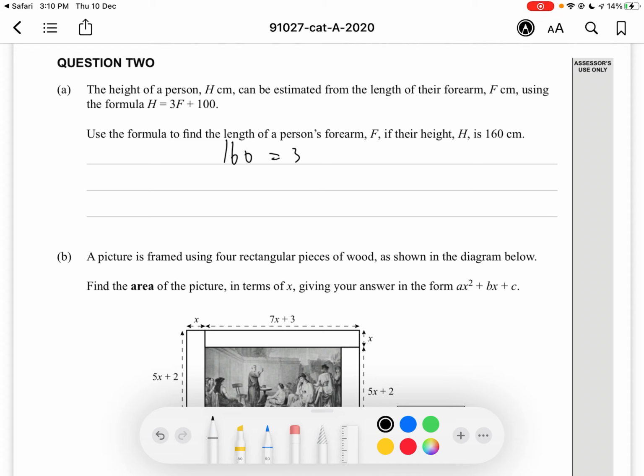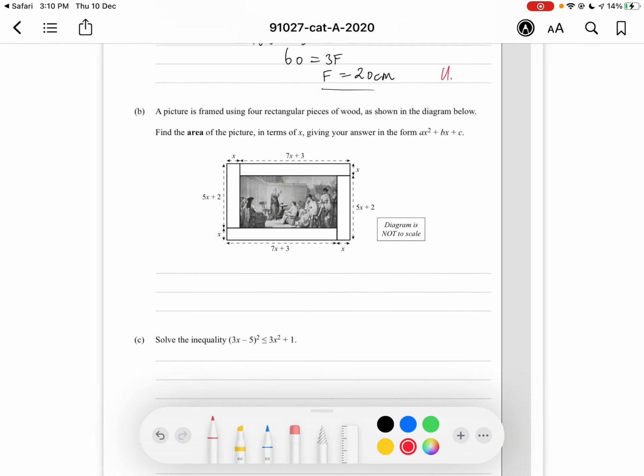So 160 equals 3f plus 100. Subtracting 100 on both sides, we'll get 60 equals 3f. Therefore, f equals 20 centimeters. That's our final answer. This is just an achieved.